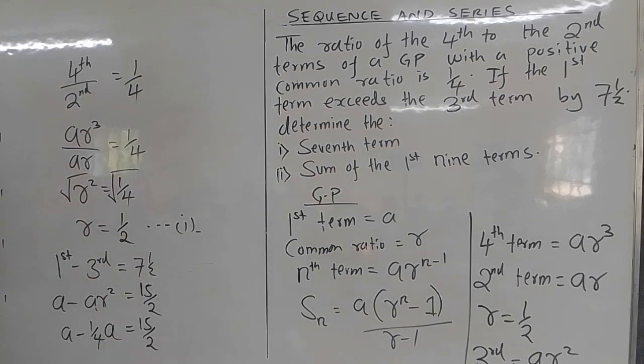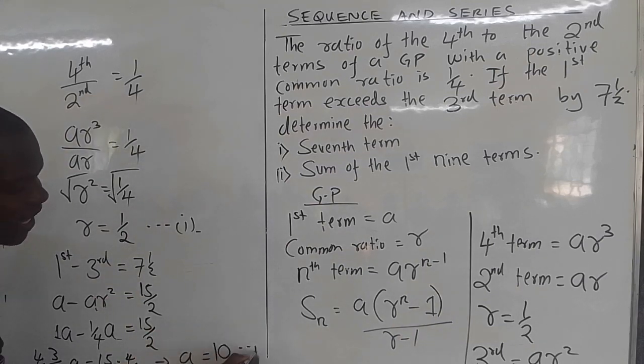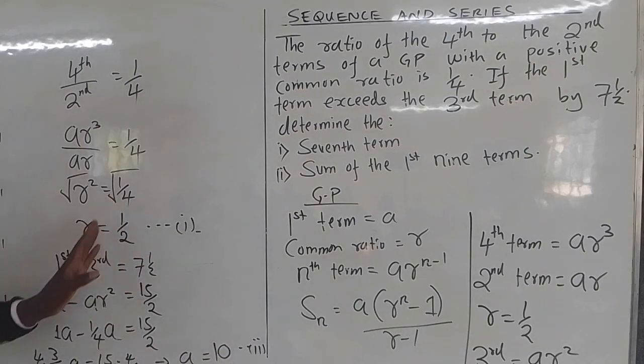So a minus a quarter a, how many do you remain with? Because this is just like 1a. If you factorize out a, which is a common factor, you remain with 1 minus a quarter, isn't it? Meaning you remain with 3 over 4 a. So 3 over 4 a is equal to 15 over 2. So what is a? You multiply both sides with the reciprocal, 4 over 3, isn't it? Then you end up with a to be 10. So you found a to be 10. So we have our common ratio, a half, and our a, 10.